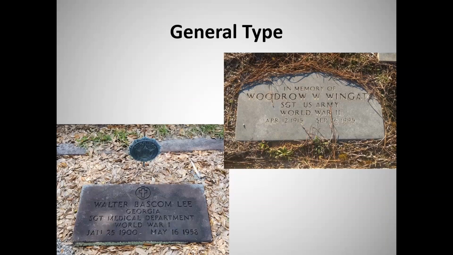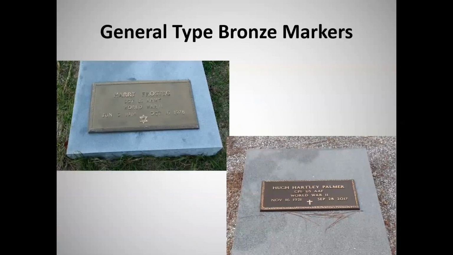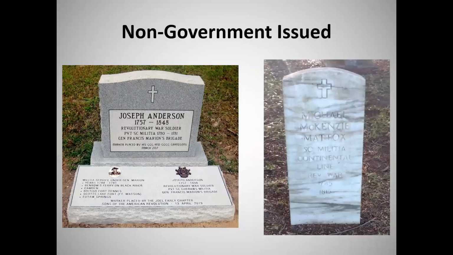This is the general type. Most of these are going to be for World War I or World War II, and they also have the same dimensions to the lawn type that we showed earlier. These are the general type, the bronze markers. Both of these examples are installed on a stone, but they could also be directly in the ground. It will always have the war listed and other information.